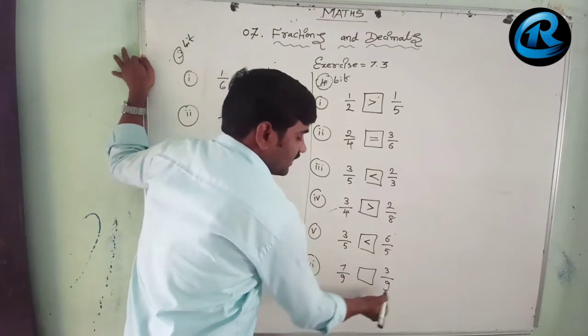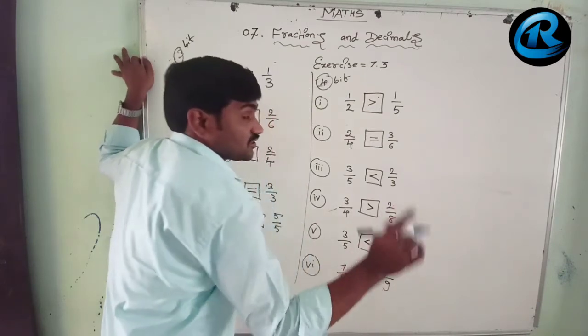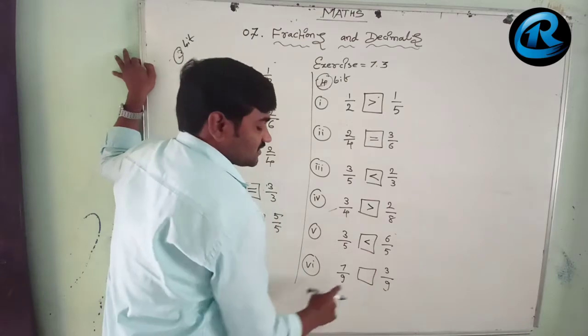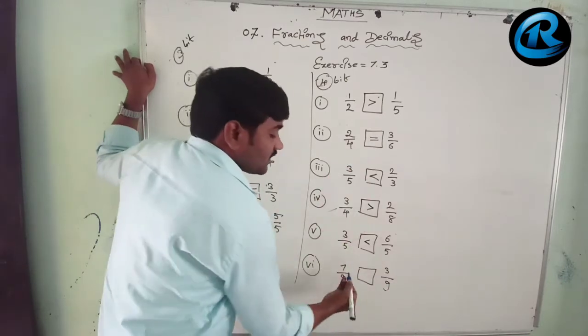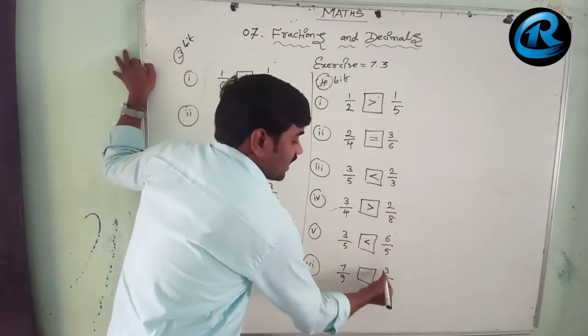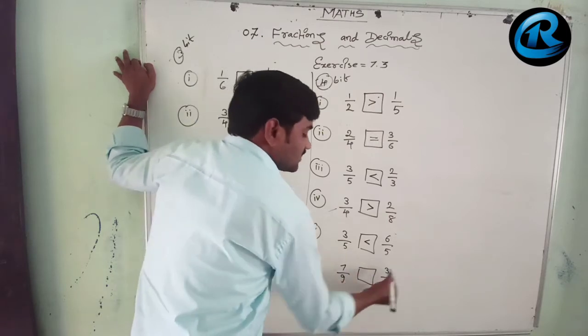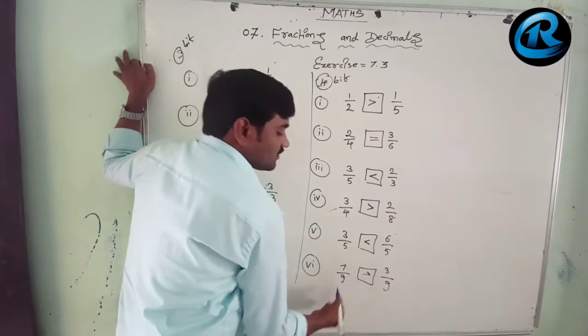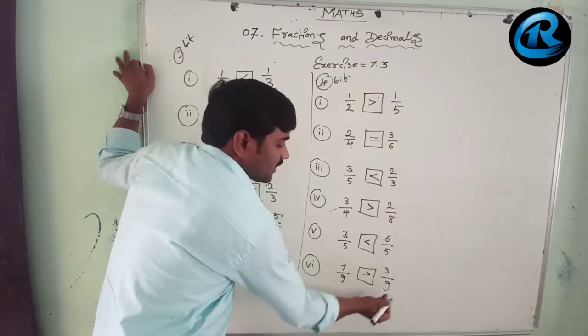Now 7 by 9, 3 by 9. Both are like fractions. Student, 9 and 9 both are like fractions. When like fractions come, what I told, check the numerators. 7 or 3. Is 7 greater or 3 greater? 7 is greater, so it comes like that. Or you can check with the same model again.